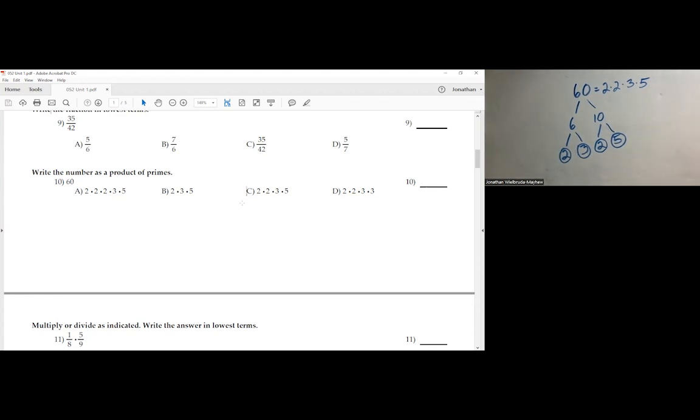Of course, that's not the only way to break this down. Maybe instead of 6 and 10, you did 2 and 30. 2 is prime. 30 is 5 times 6. 5 is prime. 6 is 2 times 3. No matter how you break it down, you're going to get 2 times 2 times 3 times 5.